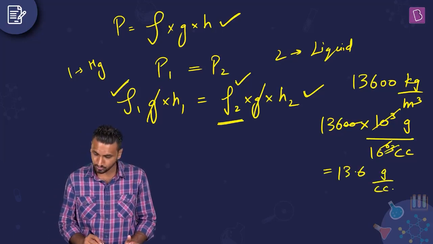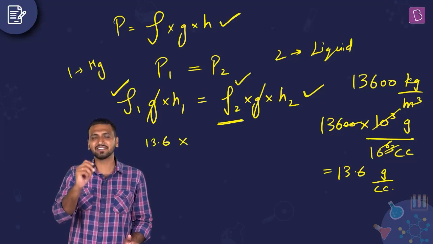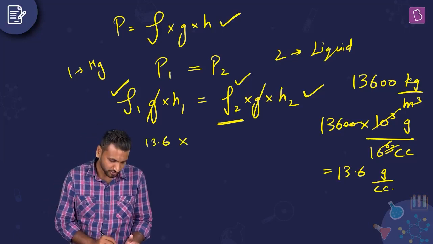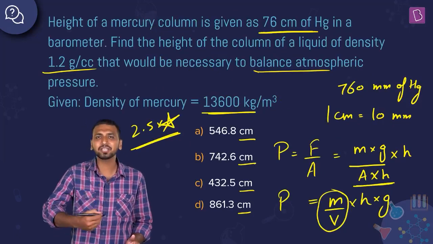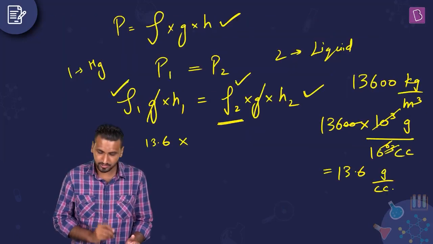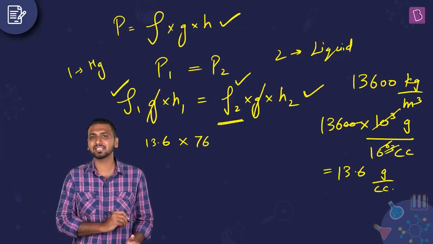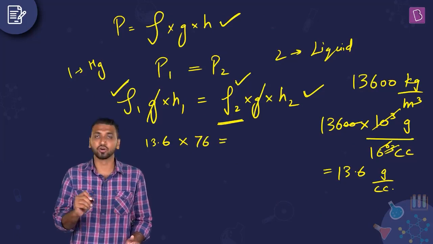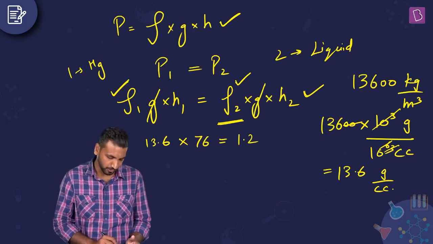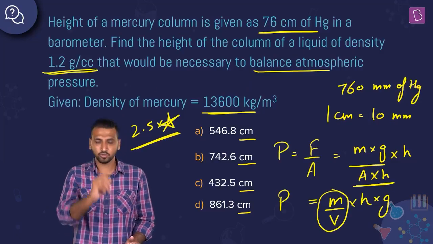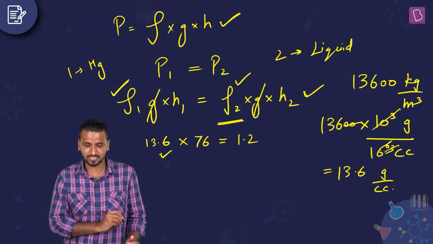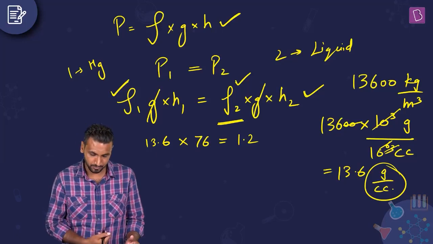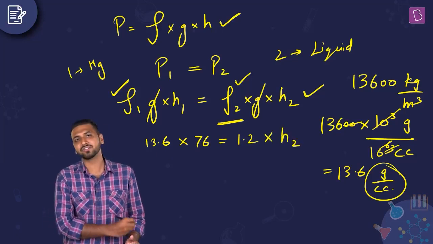Let's put this value. So 13.6 into H1, that is 76 centimeters. Let's look at the options once. Every option is in centimeters, so I'll try to keep my height in centimeter to avoid further conversions. So this is 76 centimeter equal to ρ2, that is 1.2 gram per centimeter cube. No need to convert this. We have already converted the density of Hg to gram per centimeter cube, this 13.6. You can see this here, right?